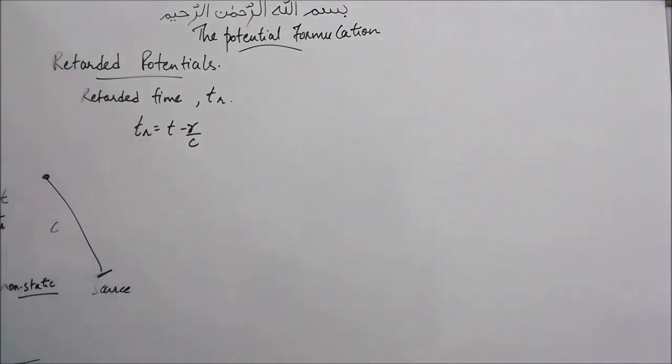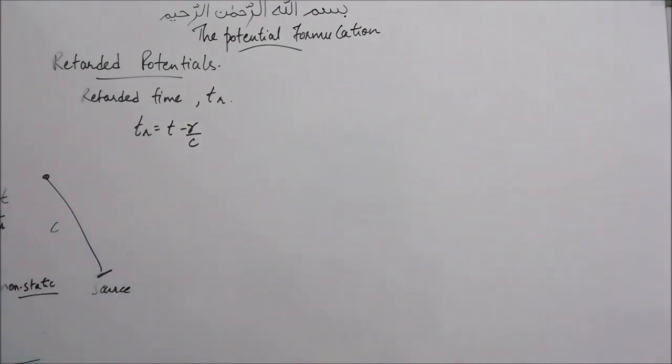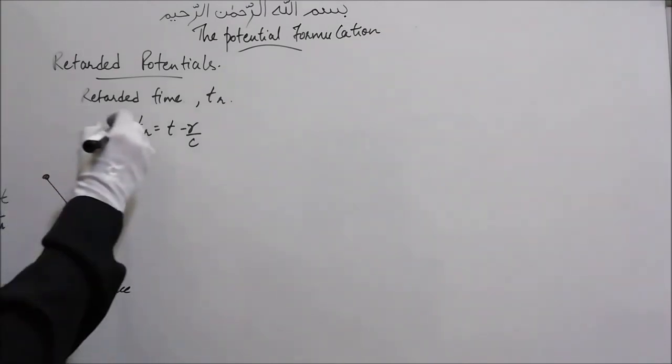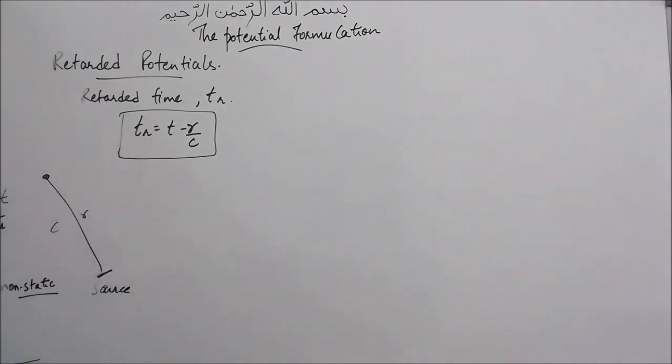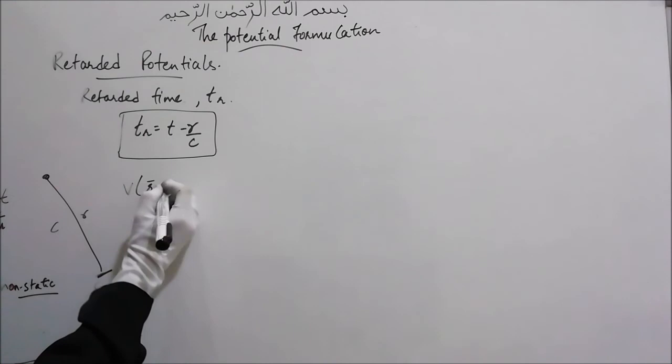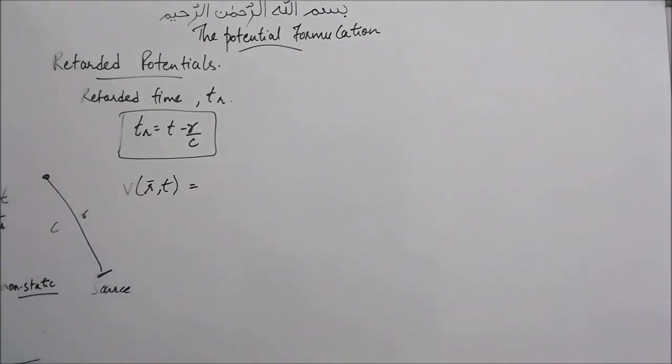This t is the present time, and this R is the distance the message traveled. Let's say this is the distance R. So this retarded time is what matters to me, not this time t. That is what you are going to look at here in retarded potentials. Then the potentials for the non-static case will become V of r, t is equal to, okay, let me draw the diagram first.